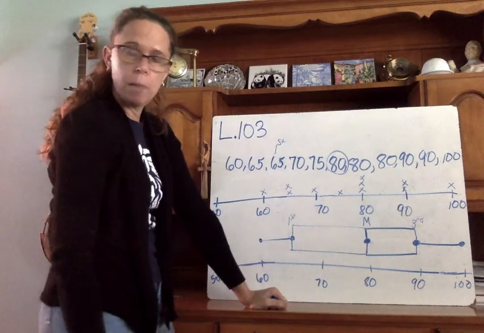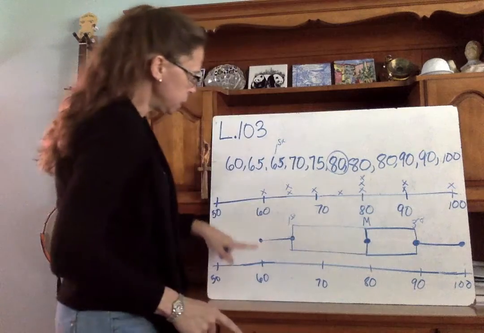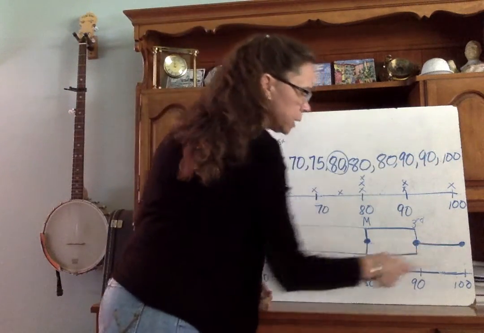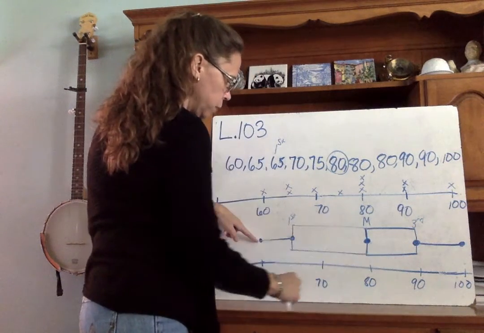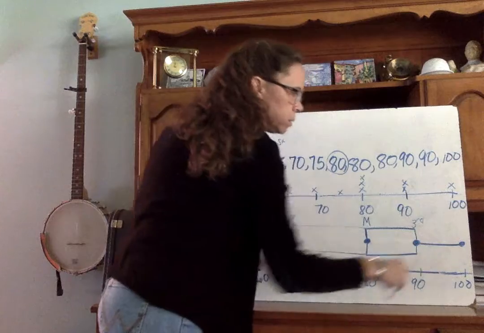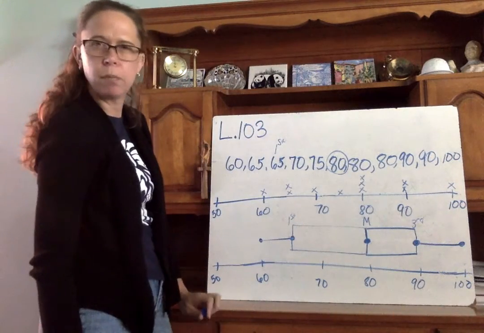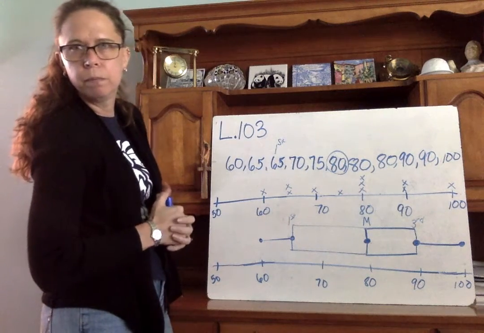Now, the whiskers come from the lower extreme and the upper extreme. Our lowest number was a 60, that gets a dot. Highest number was a 100, that gets a dot. And then from my first quartile down to the lower extreme, and third quartile up to the upper extreme, those are my whiskers. So it's just a way to display data so that we can kind of see trends.